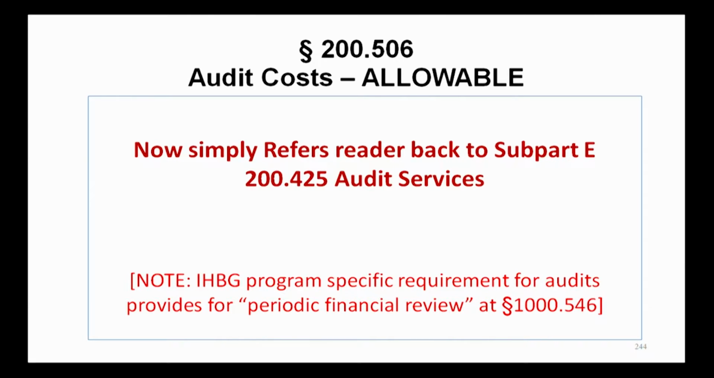Again, we're making a point to remind folks for the Indian Housing Block Grant Program, it addresses allowable costs for audits also in 1,546, and specifically the language is program specific for IHBG is periodic financial review. So if you don't meet the threshold for a required single audit, it does allow for you to do an alternate periodic financial review. It is an eligible cost under the Indian Housing Block Grant.